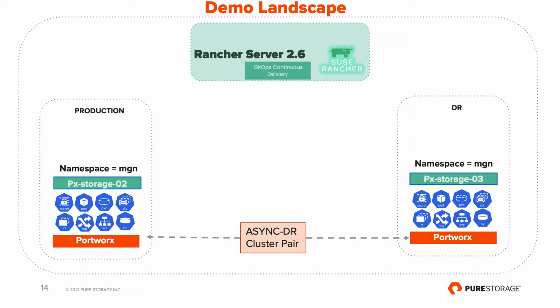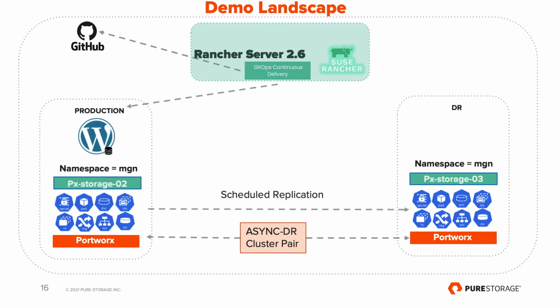And what we'll do today is we're going to take an application from GitHub. We'll pull it into the continuous delivery platform. In this case, it's going to be WordPress. We will deploy that application into the production cluster. So it's going to create some objects. It's going to create some persistent volumes, some data, a couple secrets. And that application will be deployed into a namespace that's already set up for disaster recovery.